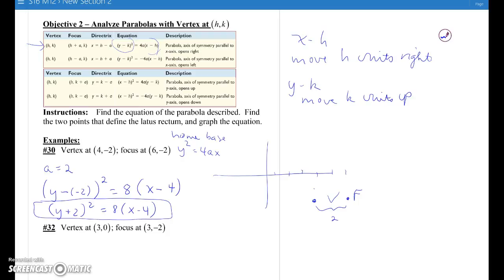And now I know at the focus, I need to be 4a wide. This is the focal diameter. So it's a total of 8. So I should go 1, 2, 3, 4 up, and 1, 2, 3, 4 down, so that it's a total of 8 wide. So I can see where the points that define the latus rectum are, just off my graph. It's 1, 2, 3, 4, 5, 6, up 2, so (6, 2), and 1, 2, 3, 4, 5, 6, down 1, 2, 3, 4, 5, 6, so (6, -6). Those are the 2 points that define the latus rectum. And then we have our graph here.